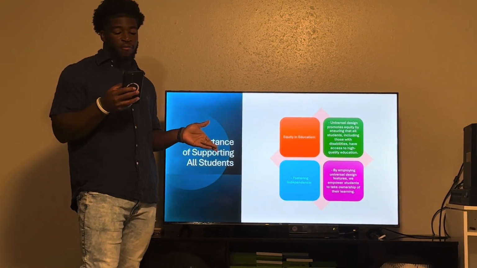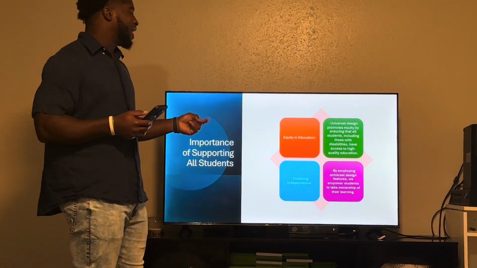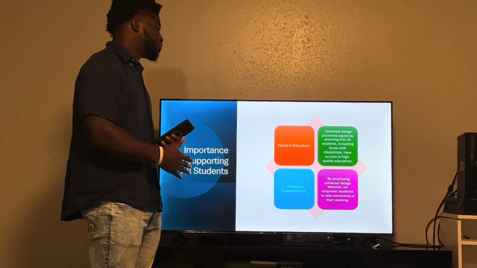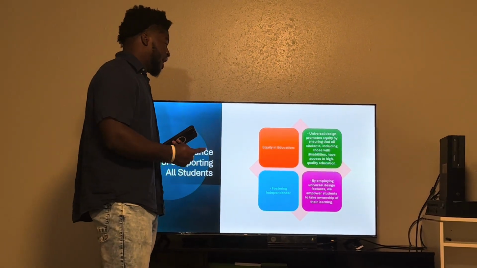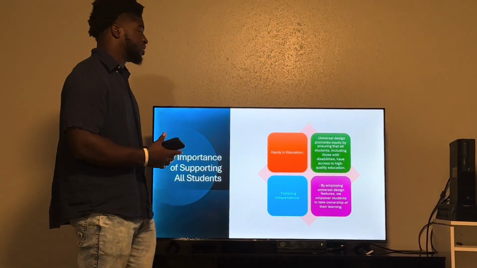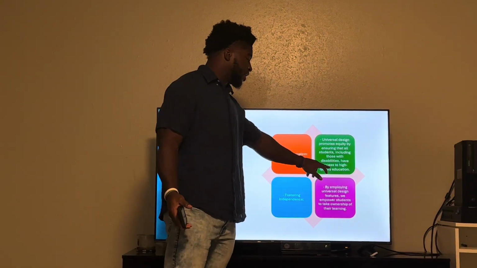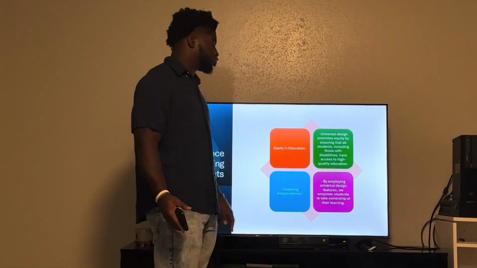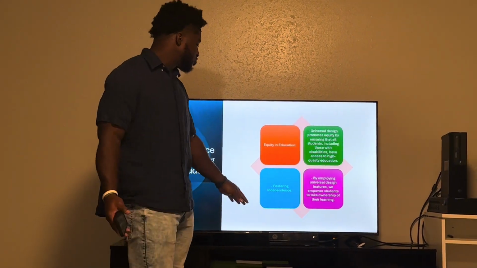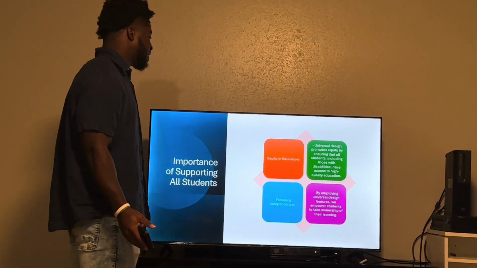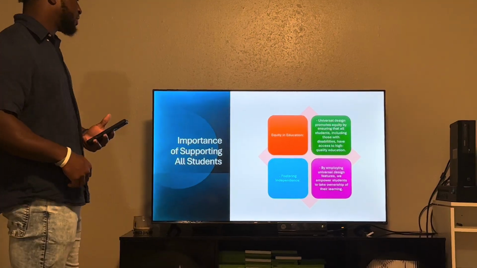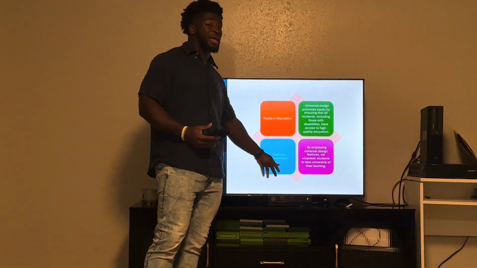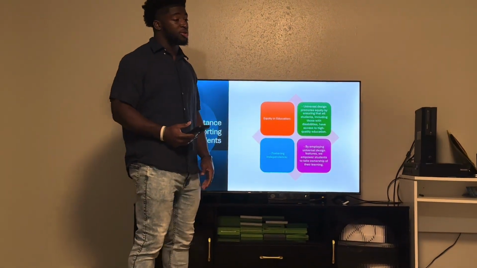So, the importance of supporting all students, right? Equity in education: universal design promotes equity by ensuring that all students, including those with disabilities, have access to high quality education. As we attend to all students, especially those with disabilities, right? We're not going to count them out as well. Fostering independence: by employing universal design features, we empower students to take ownership of their own learning. But this somehow can cause a little bit of anxiety for the students as well. So that's something we have to watch out for.